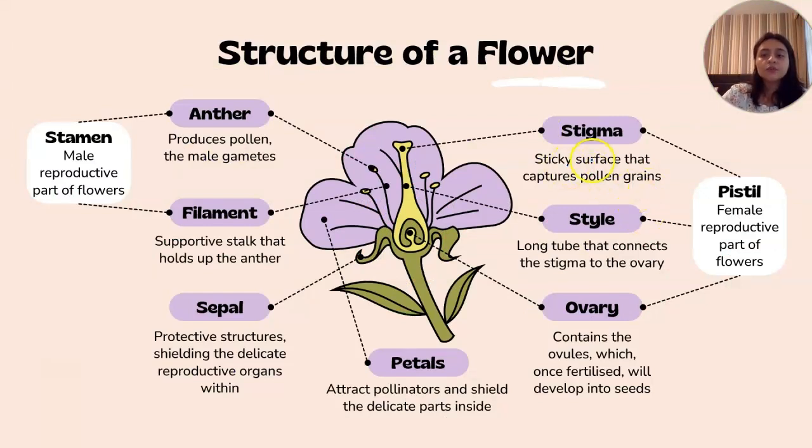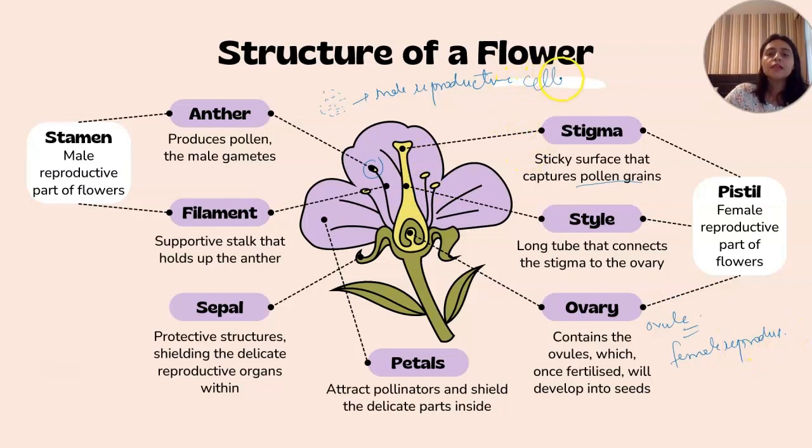What does the stigma do? The stigma is a sticky surface that captures the pollen grains. So what happens from the male reproductive part, that is the anther and filament, the anther gives out these small dotted structures, which are known as the male reproductive cells. The female reproductive cells, I have already told you, are present in the ovary, here the ovule. These are the female reproductive cells, and the anther here gives out the male reproductive cells.